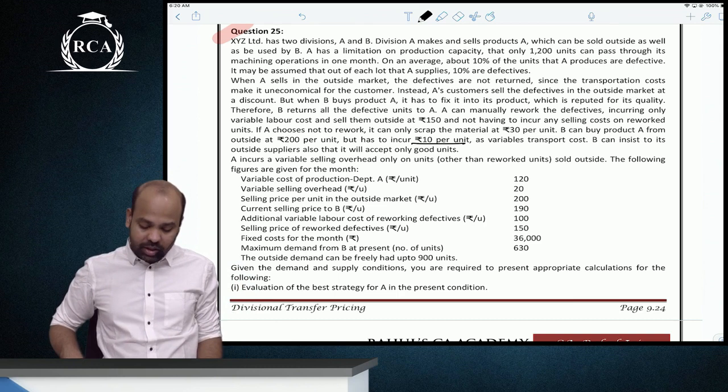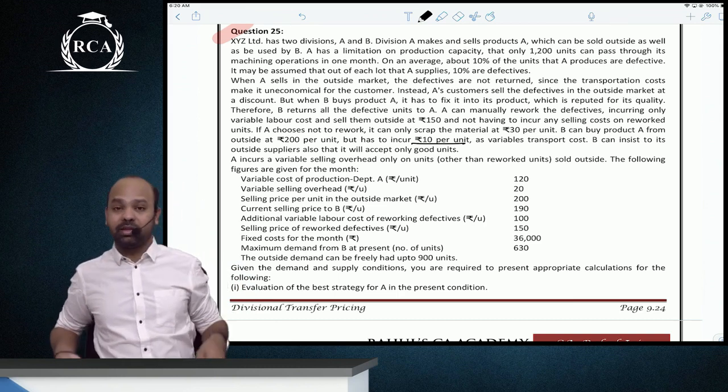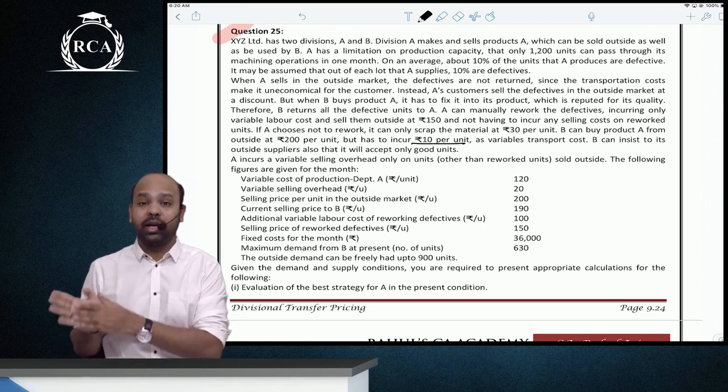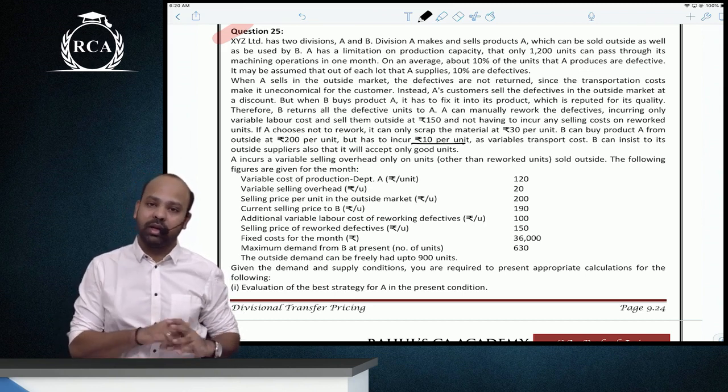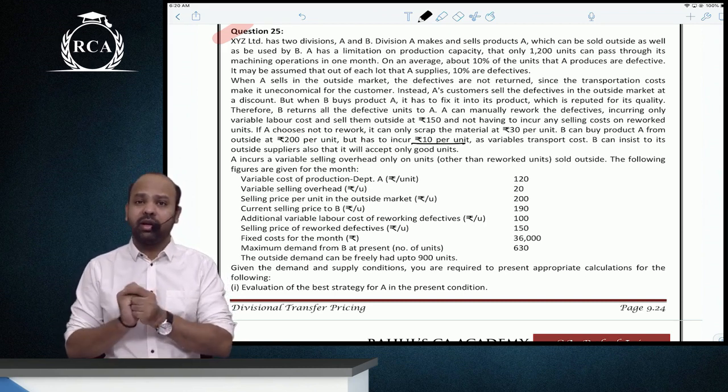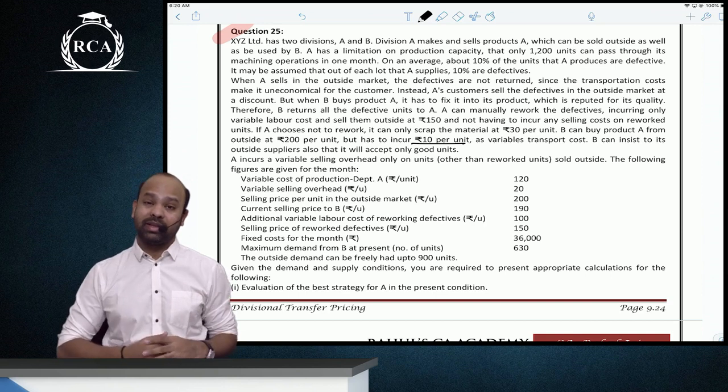B can buy product A from outside at 200 rupees. That is your maximum transfer price as such, guys. You know that B is effectively incurring 210 rupees when it procures from the outside market. So that would become their maximum transfer price.